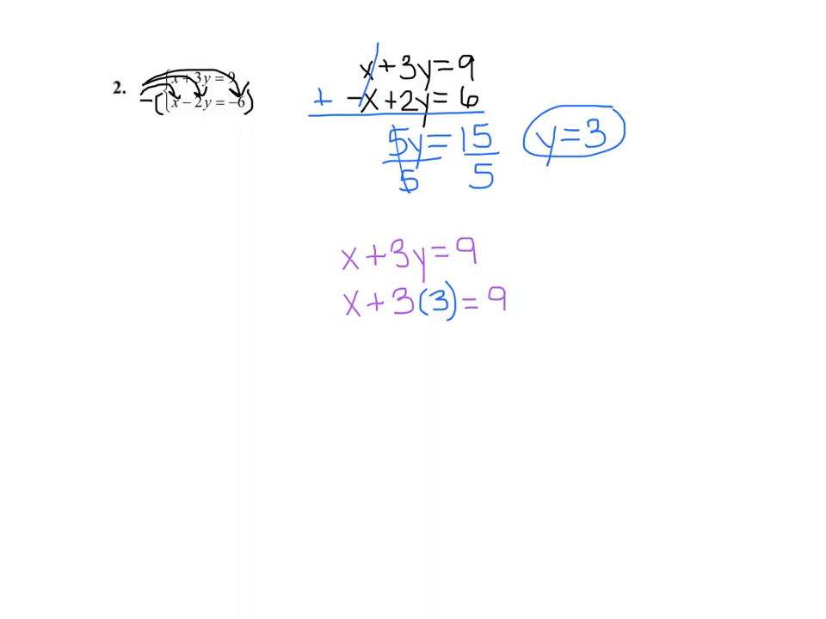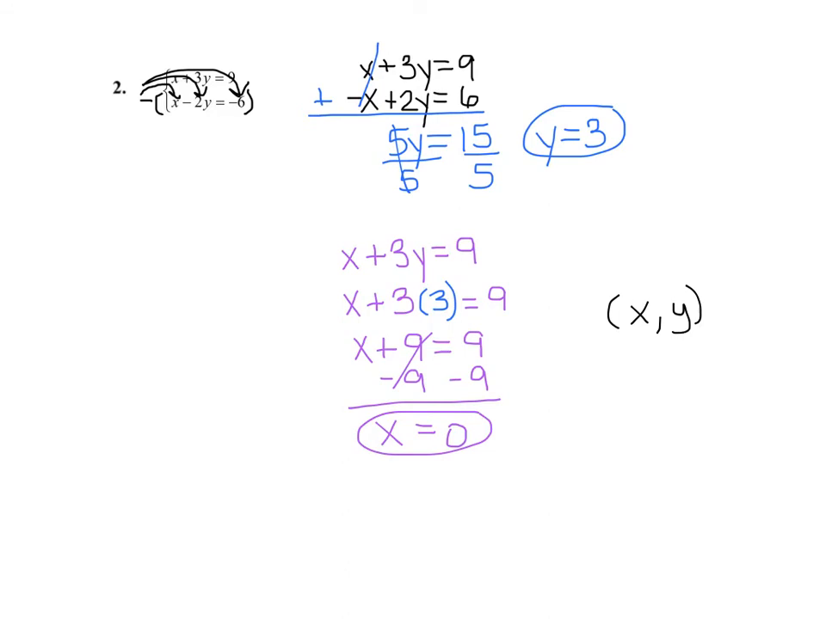Next step is to multiply 3 times 3. So x plus 3 times 3 is 9, and that equals 9. And our last step is to undo your 9, subtract it from both sides. These cancel. So x equals 9 minus 9, which is 0. X equals 0 is your answer. And then remember, you want your final answer in coordinate form. So our x value we just solved for is 0, and then your y value is 3. So our final answer is 0, 3.